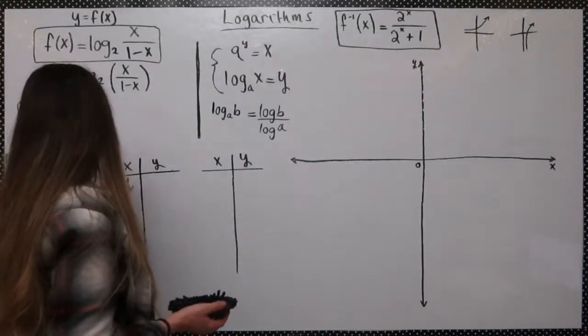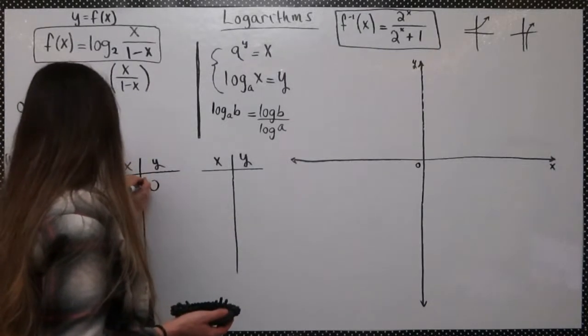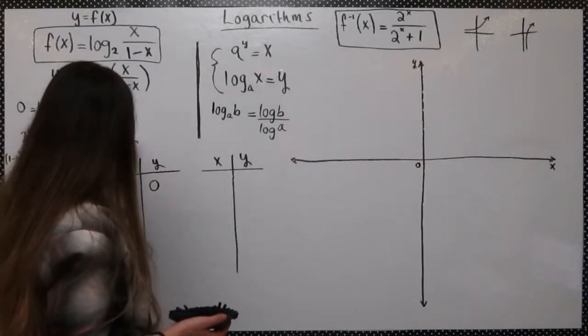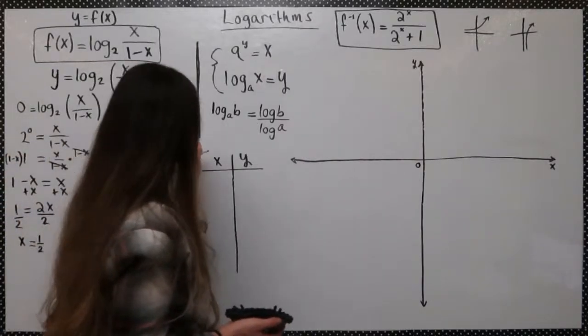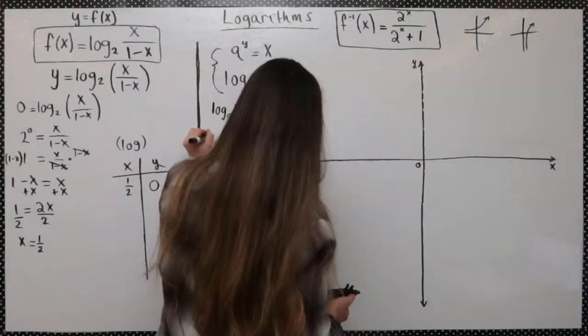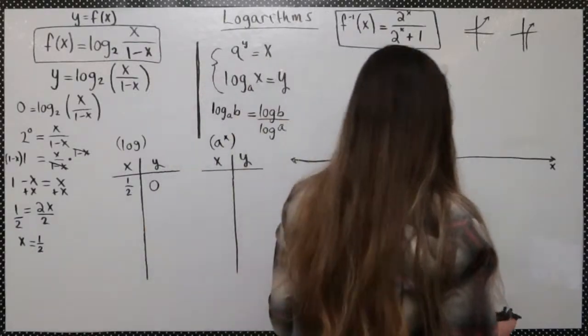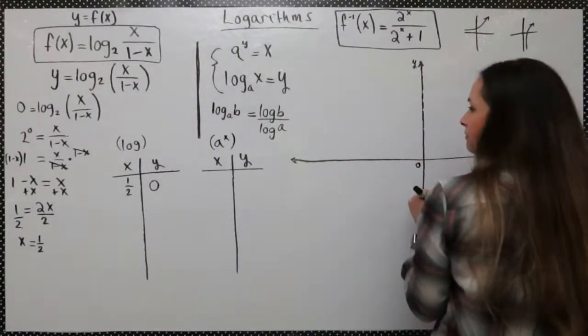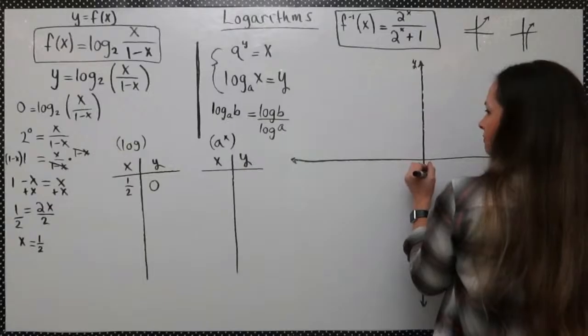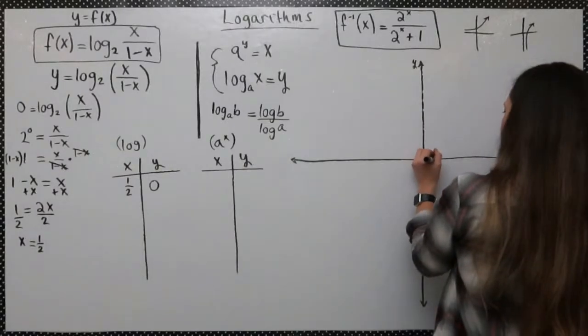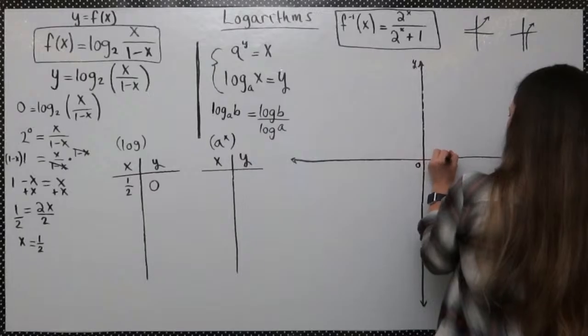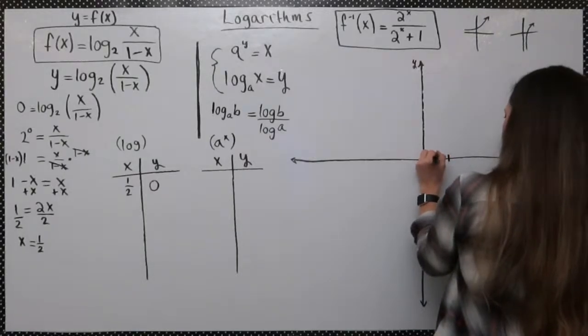So we got (1/2, 0) for our log function, and this will be a, the x for my exponential. So we've got this value 1/2, 0. Say we say that one's 1/2.